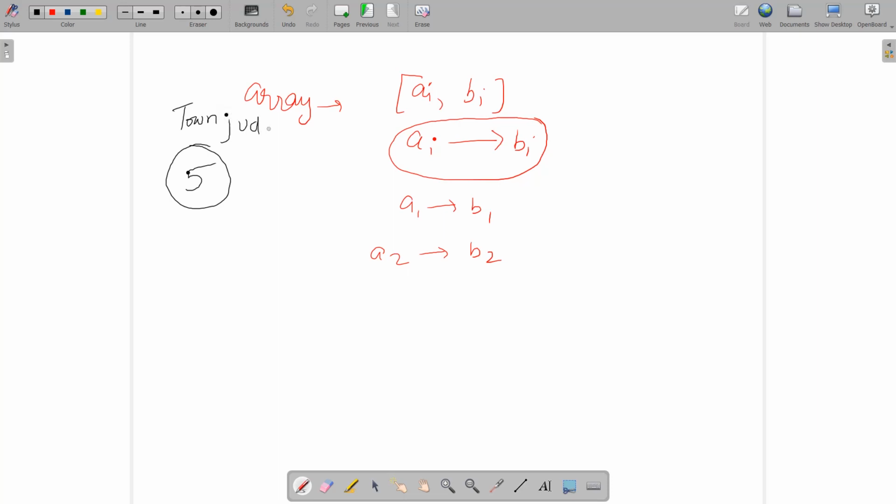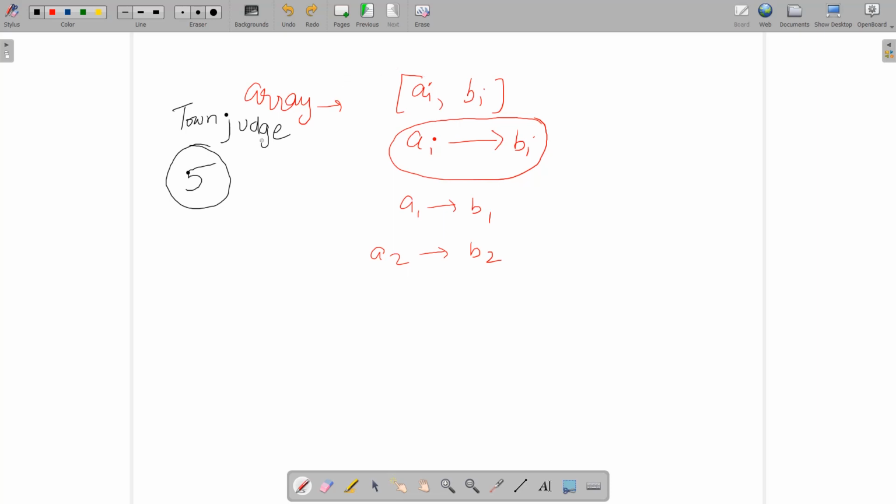Okay, and there exist, let's say, 6 persons overall, and person 5 is the town judge. So if you imagine the graph, how the nodes should be connected, you can easily find out the efficient solution.